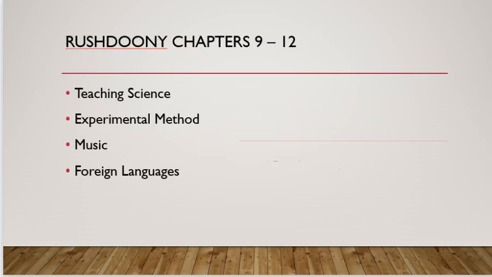Rushdoony, if you've noticed in part 2, you've been really looking at the different content areas. And now in chapters 9 through 12, you will be continuing with this theme on science, teaching science, and then getting into the experimental method, and then you'll look at music and then foreign languages. So you've got quite a spectrum there that you will be reading for Rushdoony this week.